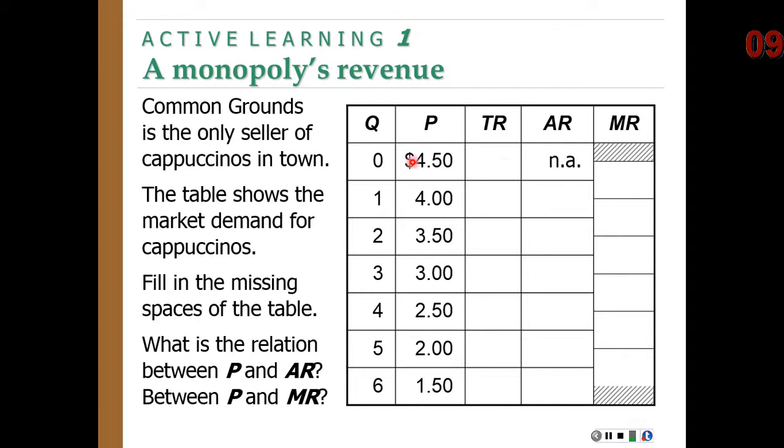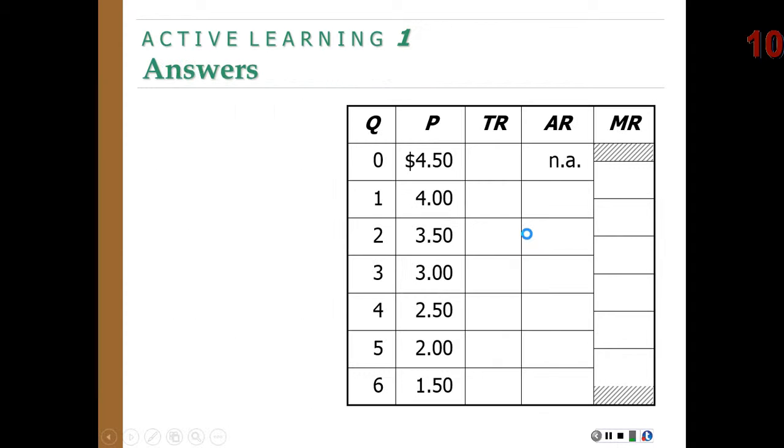and then marginal revenue is the change in total revenue as we change output. So let's take a look at what we have here. Remember, total revenue is simply going to be price times quantity. So 0 times 4.5 is 0. 1 times 4 is 4. 2 times 3.5 is 7, and so on. 3 times 3 is 9. Right? There's our total revenue. Okay?